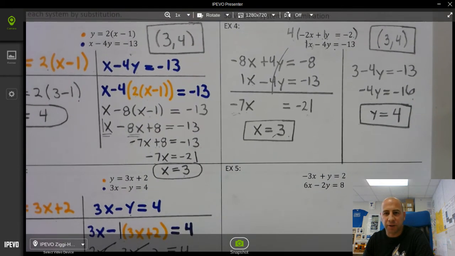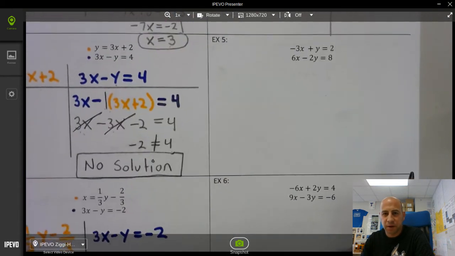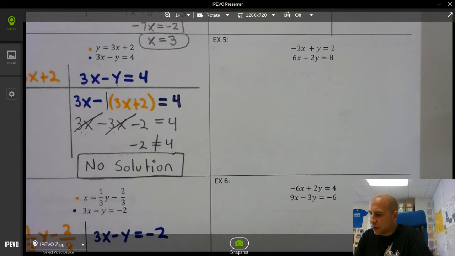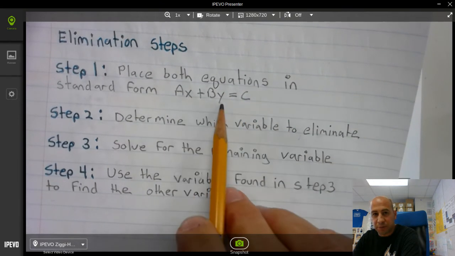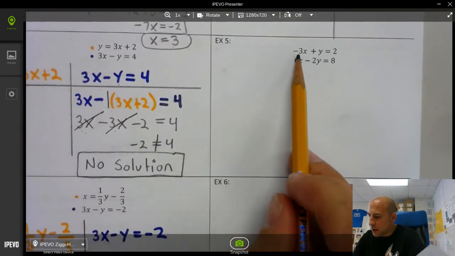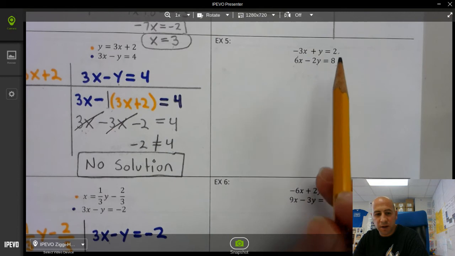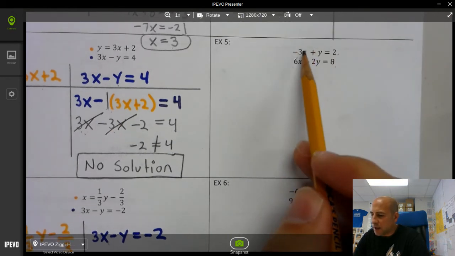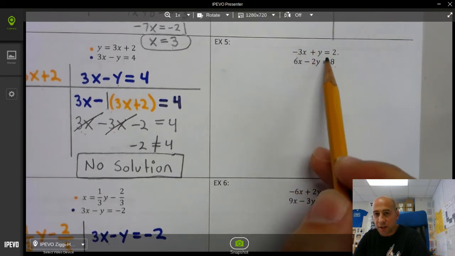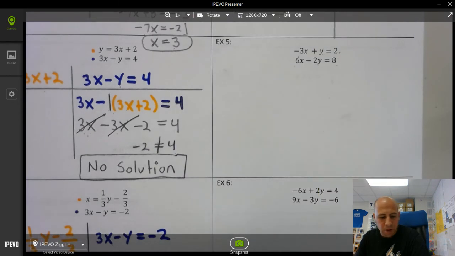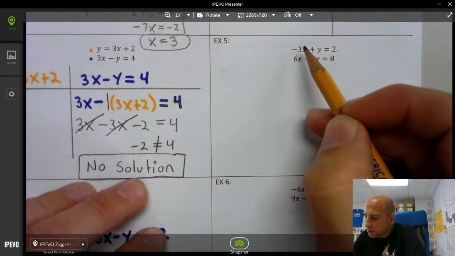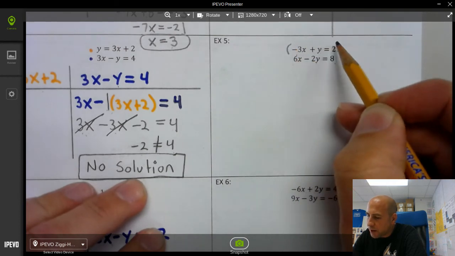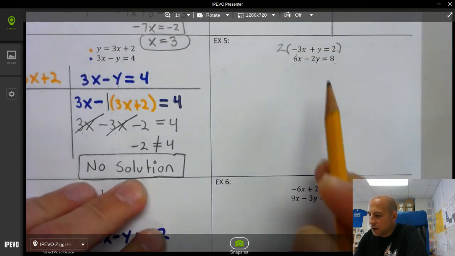All right, so let's look at example 5. So step 1 says place both equations in ax plus by. Really I say plus, but as long as the A and the B are on the left and the numbers on the right, you're okay. All right, determine which variable to eliminate. Well, here I have a positive 6, but if I multiply this negative 3 by 2, I'll have a negative 6. Okay, so then they'll eliminate.